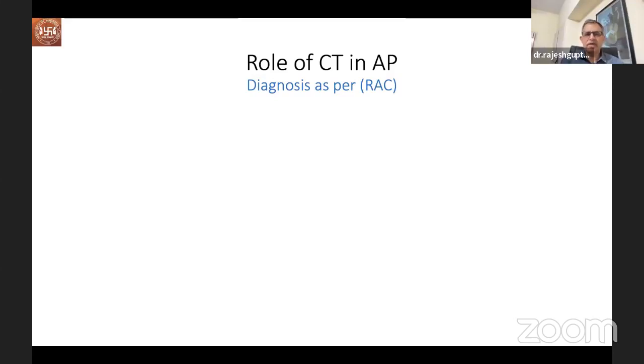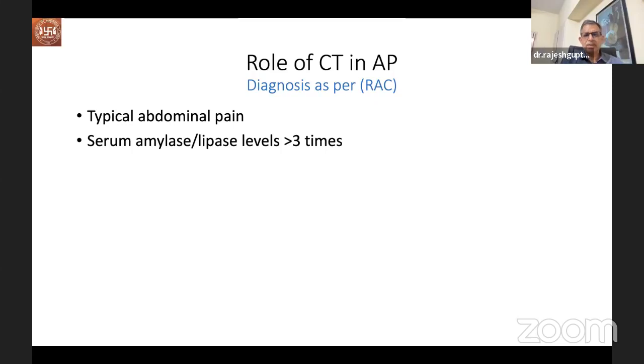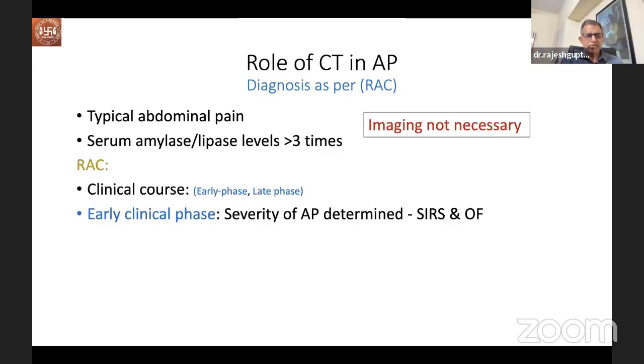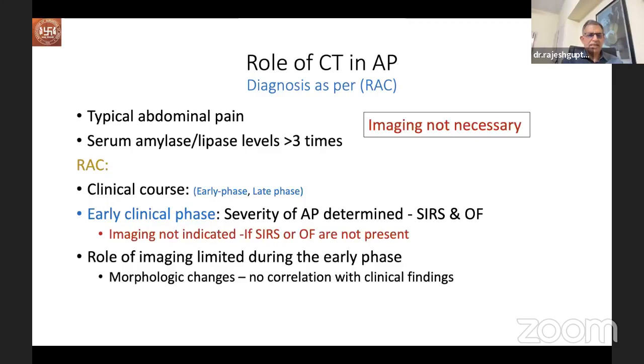Do we require it for diagnosis? As per the revised Atlanta classification, if there is typical abdominal pain, which starts in the epigastrium, is a continuous crescendo type of pain radiating to the back, with amylase or lipase level more than 3 times normal, there is no need of imaging for establishing the diagnosis. Also, one has to understand that the severity in the early clinical phase is determined by the presence of systemic inflammatory response syndrome and organ failure rather than by any imaging finding, as there is no correlation between the morphological changes and the clinical course.